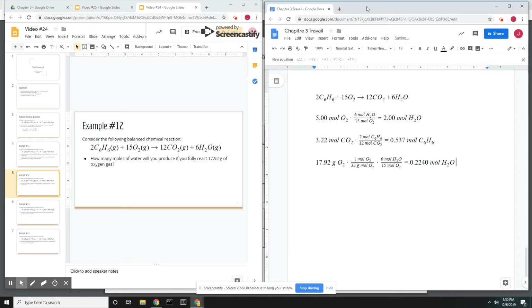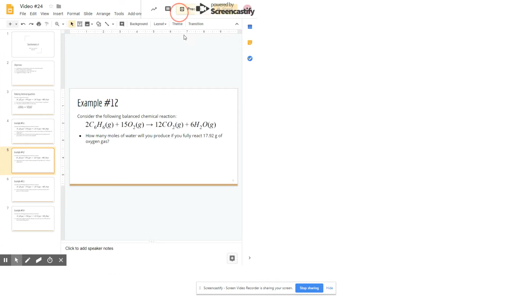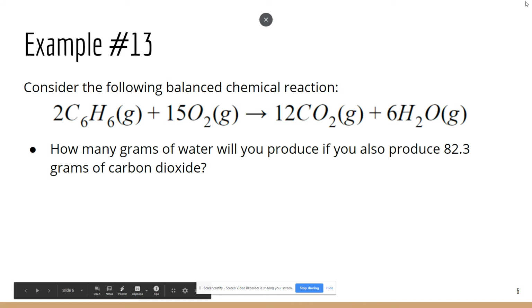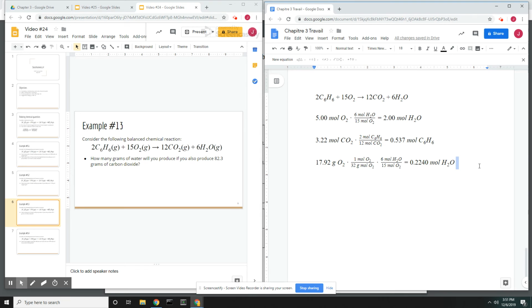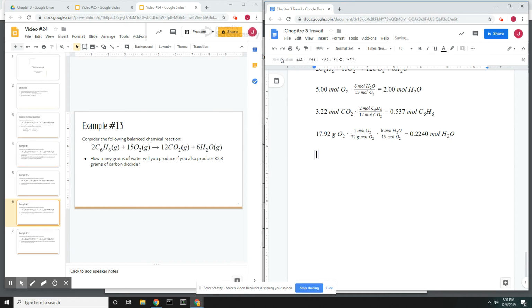Rounded it to 4 sig figs. That's why I added the 0 at the end. Pause here. So again, this is very similar, just an extra step. I have to convert mole CO2 to gram CO2 to mole CO2. And then the question is asking me for grams of water, so I need the molar mass of water.